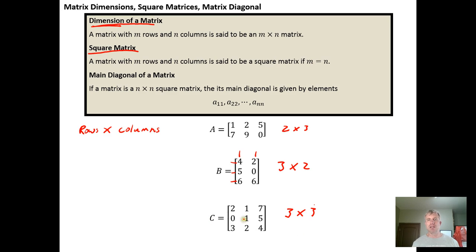So matrix C here is a square matrix, and if you are a square matrix, and only if you are a square matrix, you have what we call a main diagonal. In this case, the main diagonal is right here. These other 2 matrices, A and B, are not square matrices, so they don't have a main diagonal.